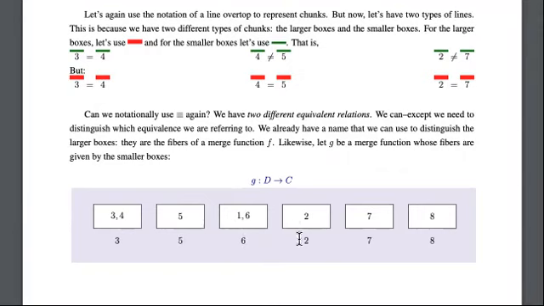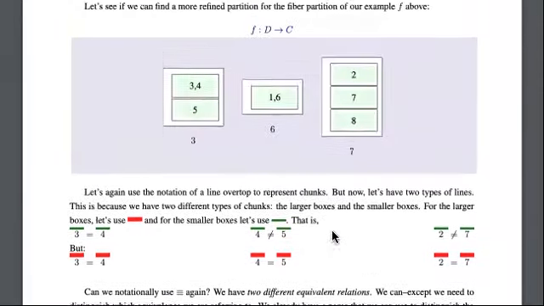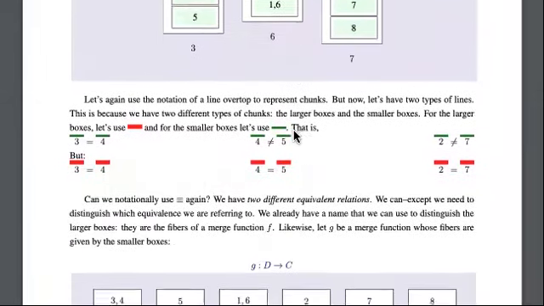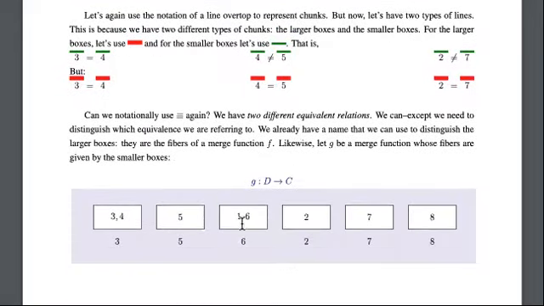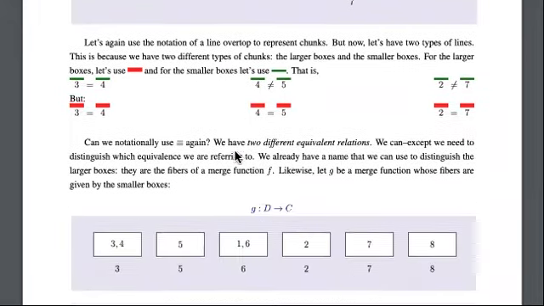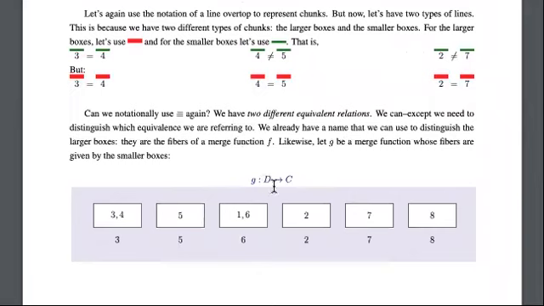1, 6 is going to 6, 2 is going to 2, 7 is going to 8. Okay, so we're just merging. So g is the function that merges before we complete it off and actually maybe do what f is doing. All right, so let's suppose we have this merge function, and this merge function represents a refined partition, or another partition, of the same initial domain set.